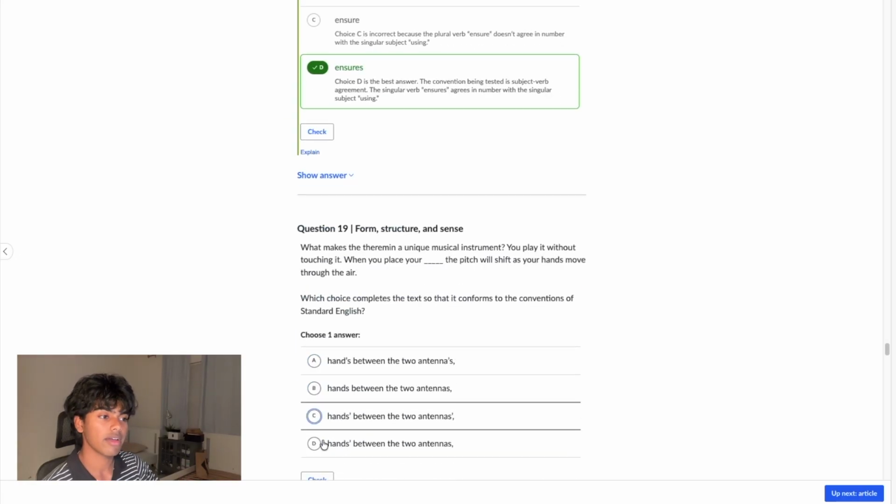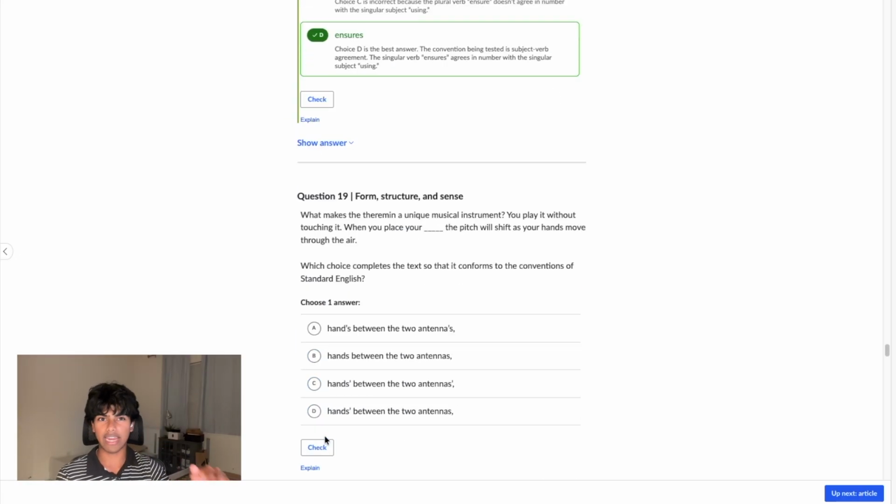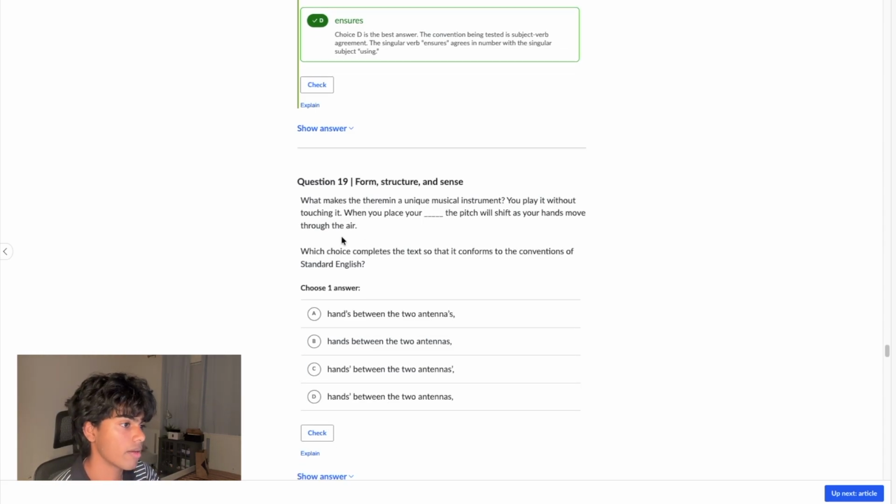There we go. A lot of people say don't look at the answer choices, and I agree with this, because I don't look at the answer choices when I do my SAT myself. I think to myself what's right before I look at the choices.